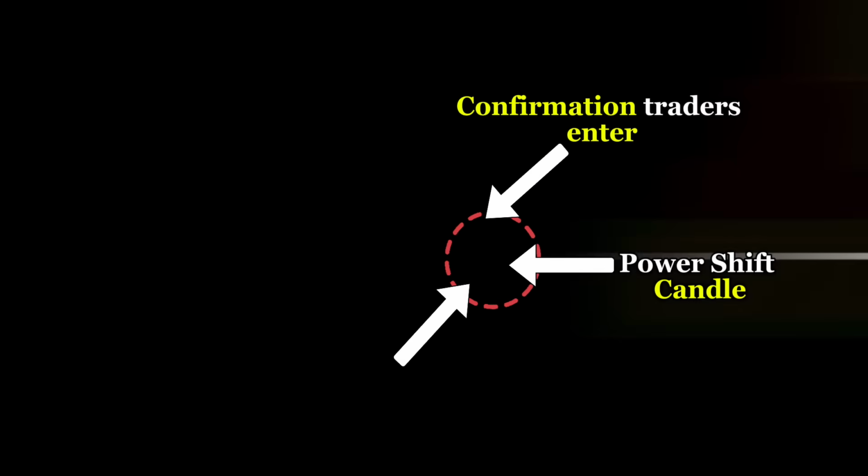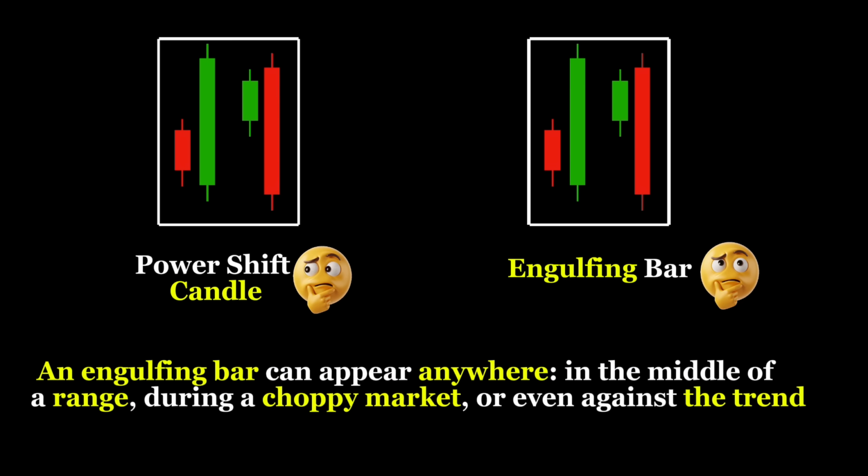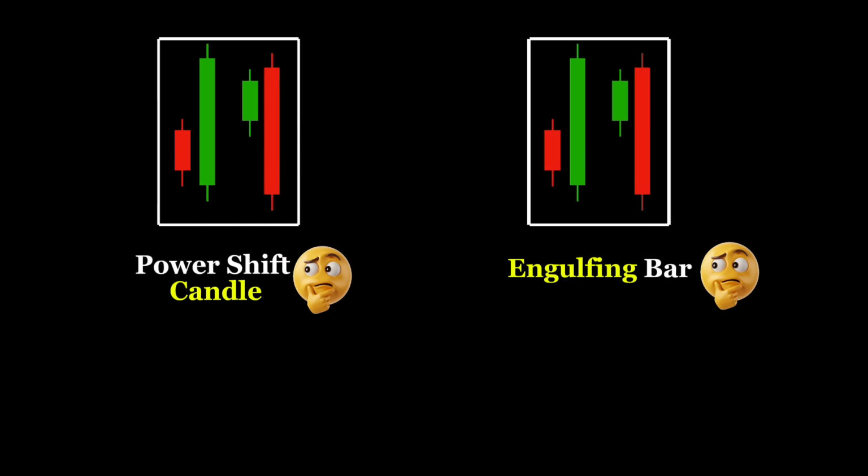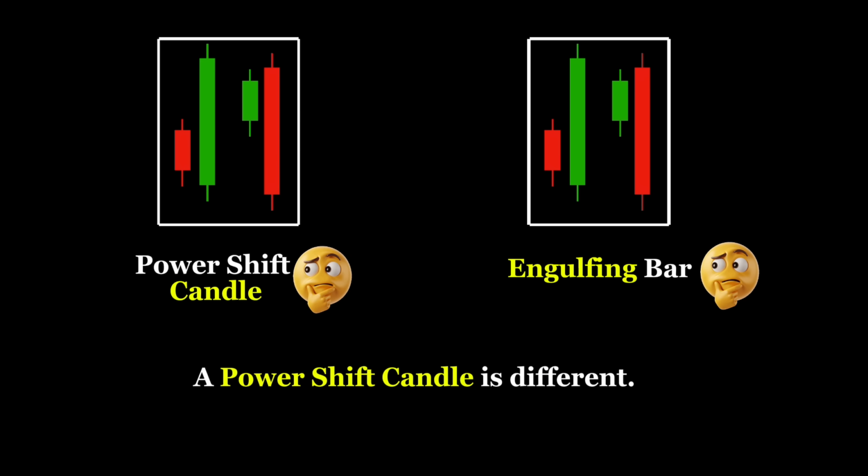Let's clear this up. A power shift candle is not just any engulfing bar. An engulfing bar can appear anywhere, in the middle of a range, during a choppy market, or even against the trend, and most of those fail. That's why many traders lose money trading them. They take every engulfing bar they see. A power shift candle is different.